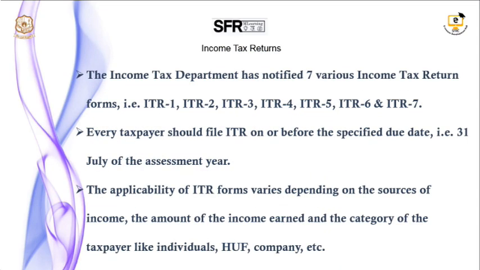So, income tax return. These are the 7 various income tax returns, ITR 1, 2, 3, 4, 5, 6 and 7. Every taxpayer should file ITR on or before the specified due date, that is 31st July of the assessment year. The applicability of the ITR forms varies depending on the sources of income. Based on the category, it may change, like individuals or HUF or company.